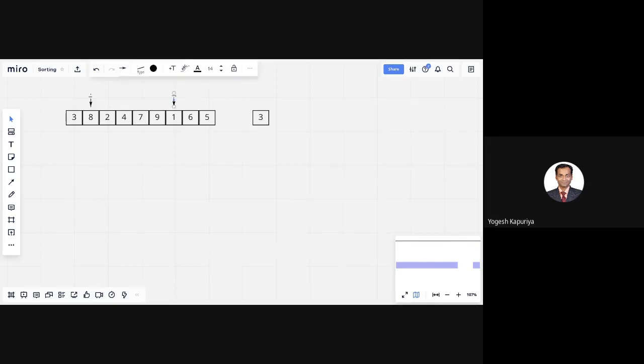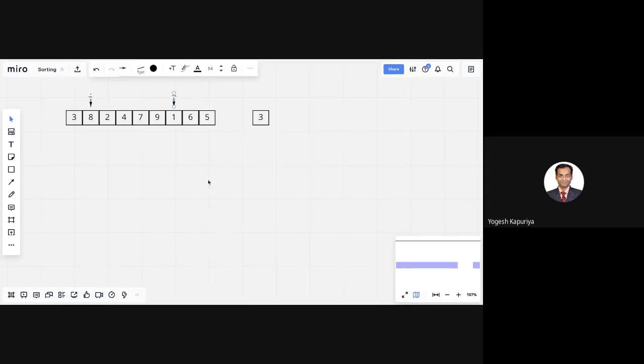Now I and J are both stopped, and both indicate a number which is not satisfying our objective. Our objective is that numbers on the left of 3 should be less than 3, and numbers on the right of 3 should be greater than 3. So they have both reached a state where that particular number is not satisfying the condition.